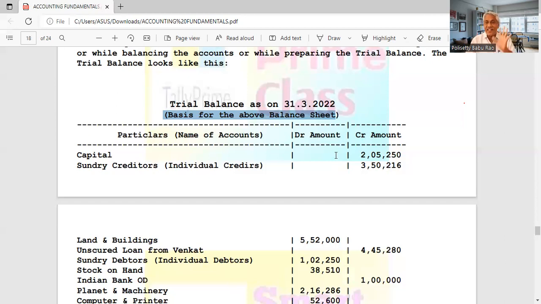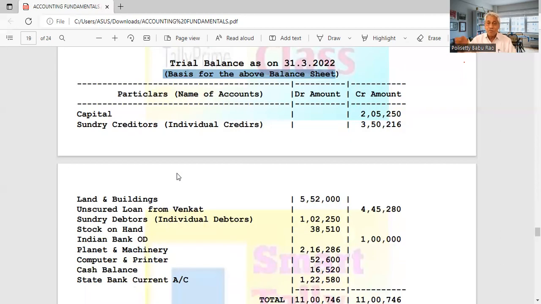On that date, these are the balances. Then we take it on the last day of the year. We prepare the trial balance, and further, on the basis of journal, we prepare the ledger. On the basis of ledger balances, we prepare the trial balance. On the basis of trial balance, we go further and prepare the final statements.